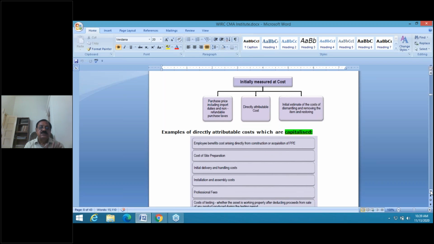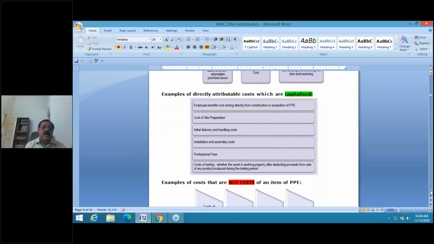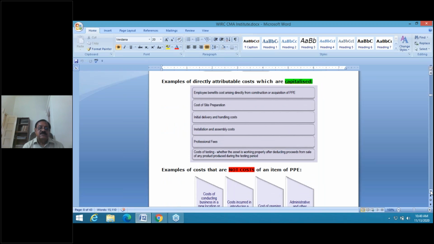So this way, there are three expenses to be added to the cost. One, purchase price including import duties and non-refundable purchase taxes, but after deducting trade discount and rebates. Secondly, directly attributable costs. So now I'm explaining to you what are the directly attributable costs. Third is initial estimate of the cost of dismantling and removing the item and restoring, that I have explained regarding Reliance oil fields.